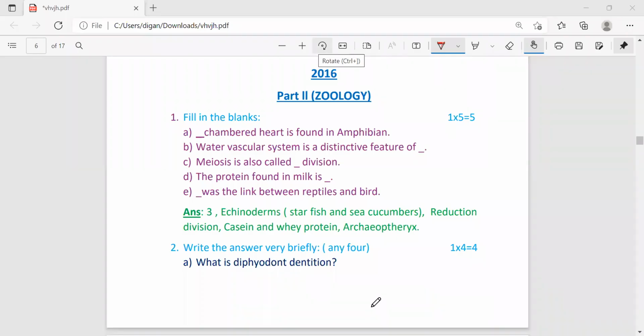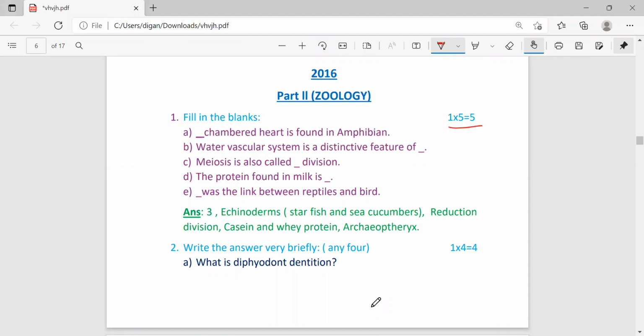In my last video, I discussed the botany part of the biology question paper of 2016. Today in this video, I am going to discuss the zoology part of the same paper. So now come to the questions. The first question is fill in the blanks, and it is carrying 5 marks.